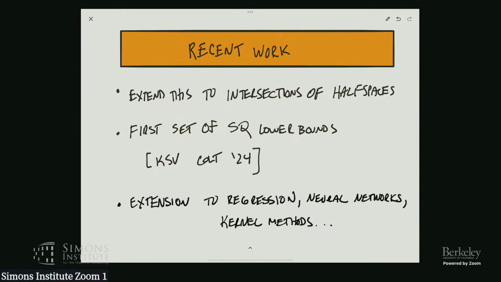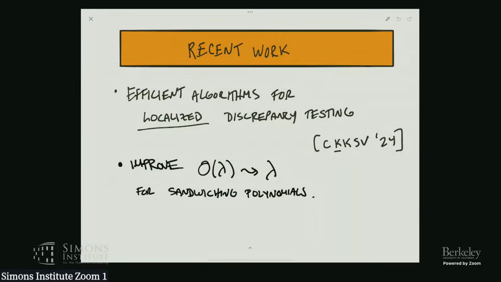We can prove a bunch of SQ lower bounds. And then there's some very recent work that we submitted to ICLR that works not just for classification, but for regression and neural networks. It handles interesting issues that come up if you're trying to implement a kernel method. We were able to reframe this in terms of efficient algorithms for localized discrepancy testing. As I mentioned, it improves the order from lambda to lambda.